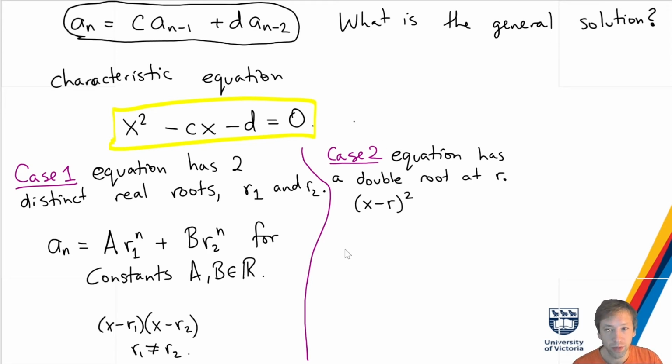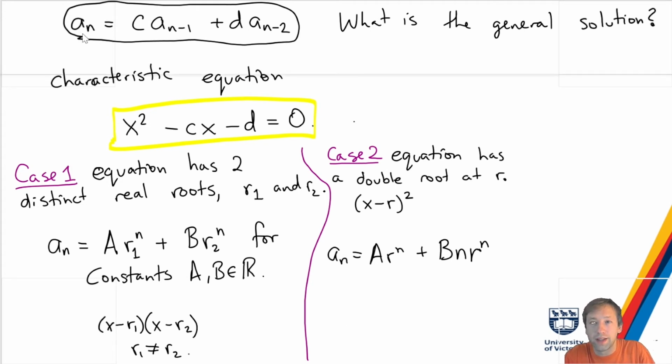Back to case two. If it has a double root, then the general solution is a_n equals A r to the n. And this is where it gets a bit weird: plus B times n times r to the n, for some constants A, B in the reals. Once you solve your characteristic equation, you can just write this down. We'll see why this is the case, hopefully in the next video.